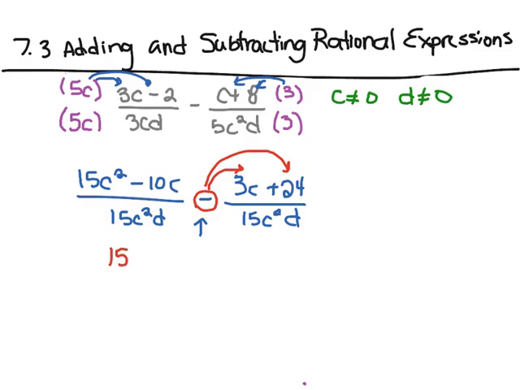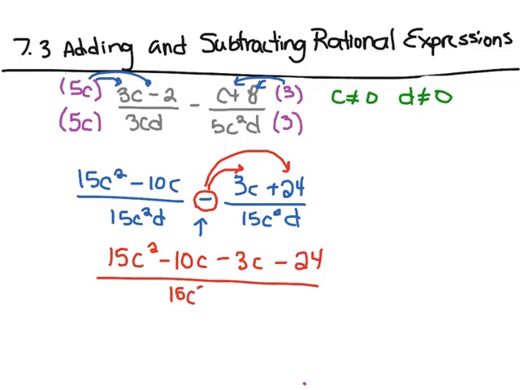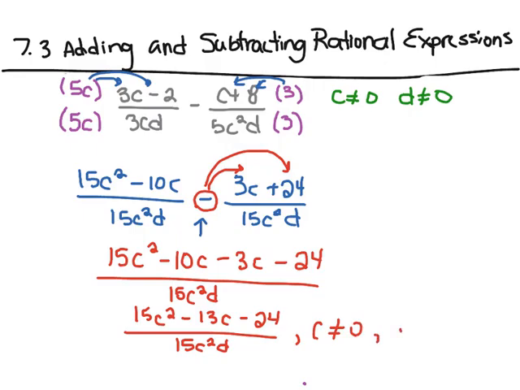So this should be 15c squared minus 10c minus 3c minus 24 over 15c squared d. Now we can simplify, so we should get 15c squared minus 13c minus 24 all over 15c squared d. Look for a common factor. There is not one, so when c does not equal 0, d does not equal 0.